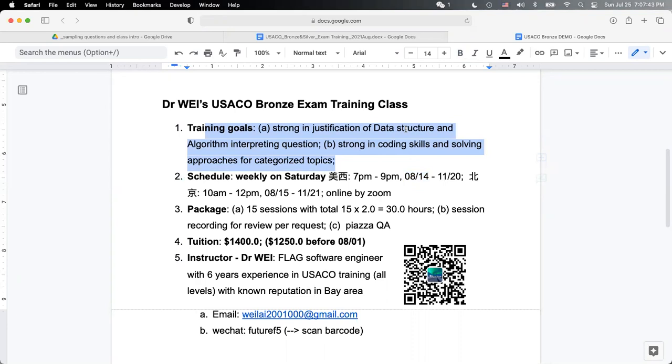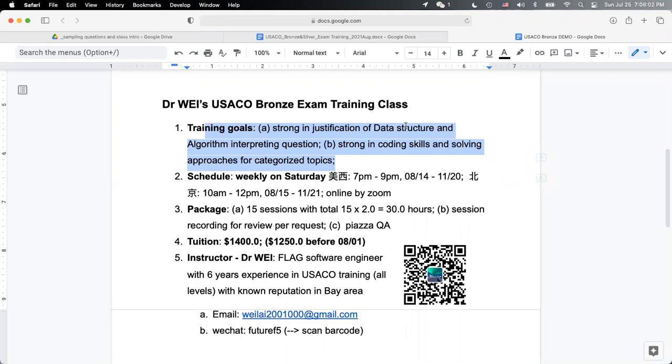Like I said, this is just your first step: how to justify and how to factor that into your later coding. This is also a decent amount of chunk we need to work on, right? And also the third one, which is the second one, strong coding skill and solving approach.